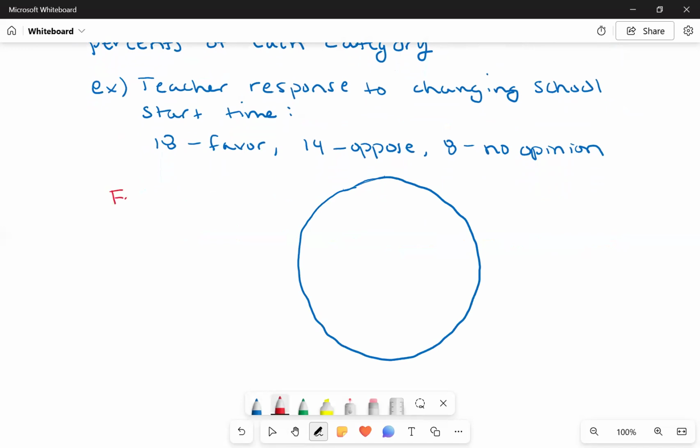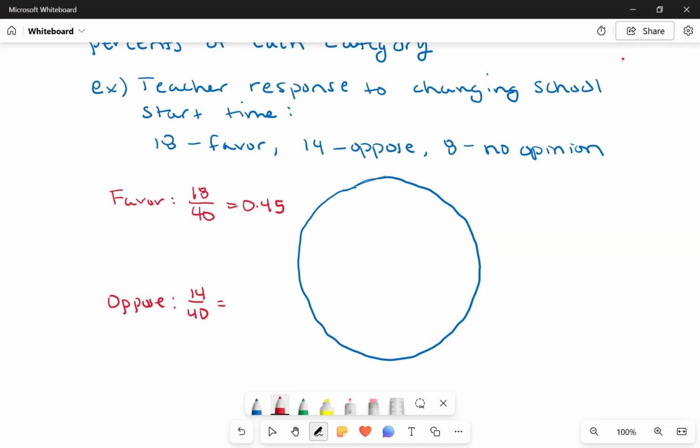So for those in favor of changing the start time, that would be, let's see, 18 plus 14 is 32 plus 8 is 40. Okay, so we're taking each of these out of 40. So 18 out of 40 is... 18 divided by 40, there we go, is 45% or 0.45. Okay, so 45%. Great. I'm going to give myself a little space because I'm going to put some more work here. So oppose, 14 out of 40.